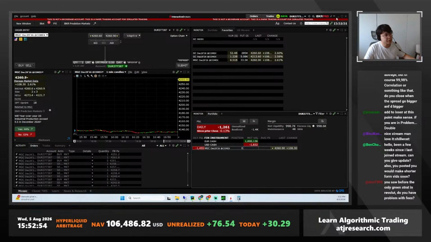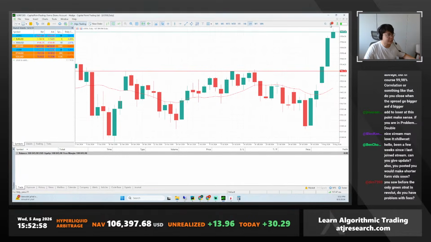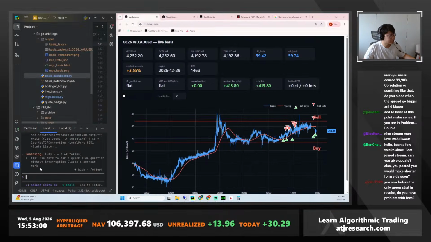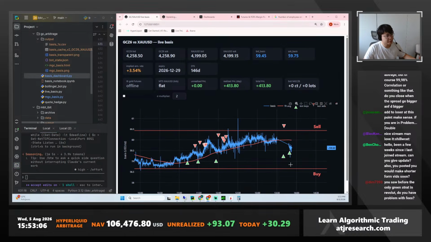GC futures and trying to arbitrage them with MT5 XUSD CFDs. Right now we're testing our strategy on a demo account, and tomorrow I'm hoping to deploy the strategy live to see if we can make any live profits tomorrow.